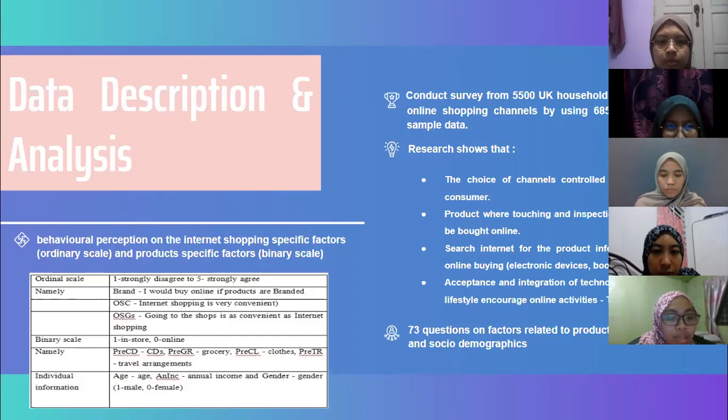So the product-specific factors indicate the perceived risk or preference to shop for specific products, while individual information is to control for the impact of socio-demographic effects.